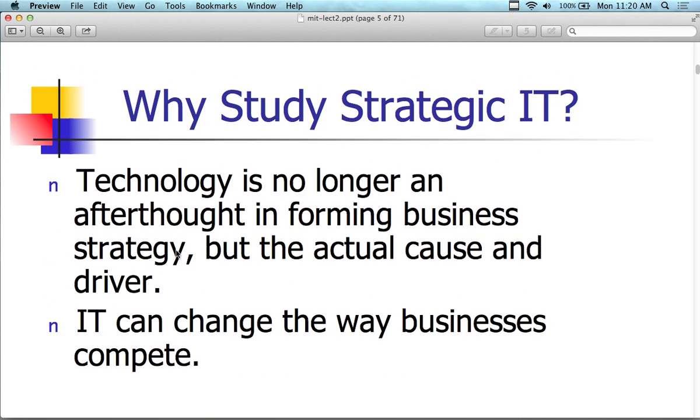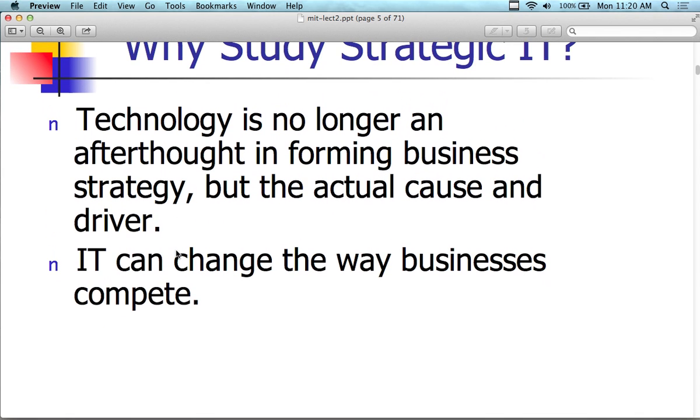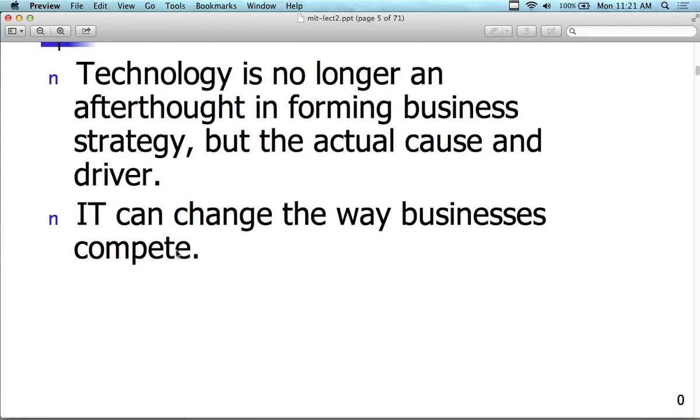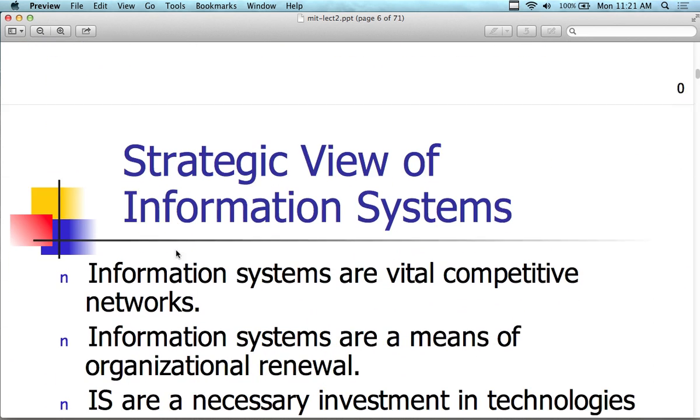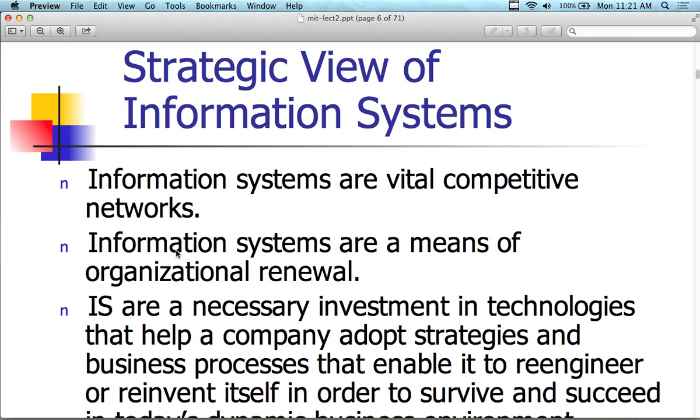So why are we studying IT? Because technology is no longer an afterthought. It's forming the business strategy. It's the actual driver. It can change the way we compete. And the strategic view of information systems, information technology, engineering management, and business in general is vital.